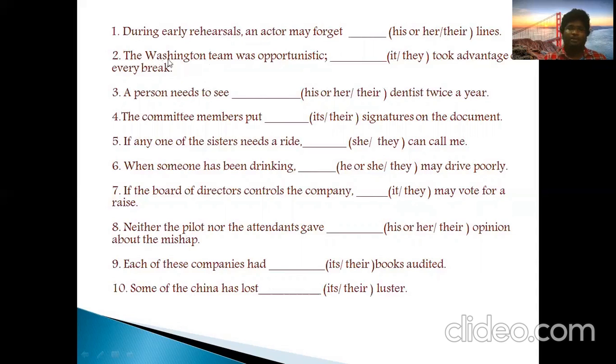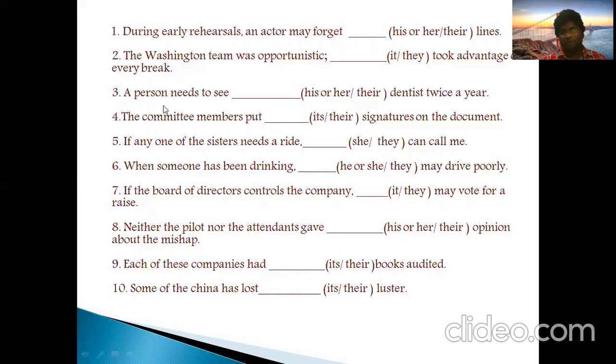Very good. Next, the Washington team was opportunistic. Dash took advantage of every break. So, are you going to say the Washington team was opportunistic, it took advantage of every break, or are you going to say the Washington team was opportunistic, they took advantage of every break? Now, we are not going to use they here, but we're going to use it. So this is how it goes: the Washington team was opportunistic. It took advantage of every break. That is how it has to be.